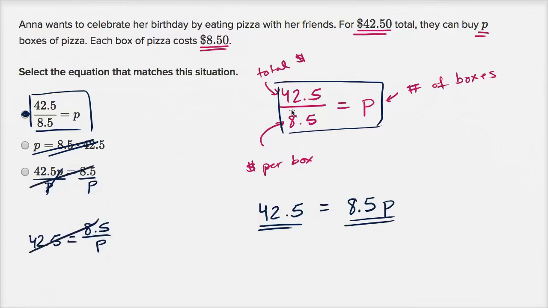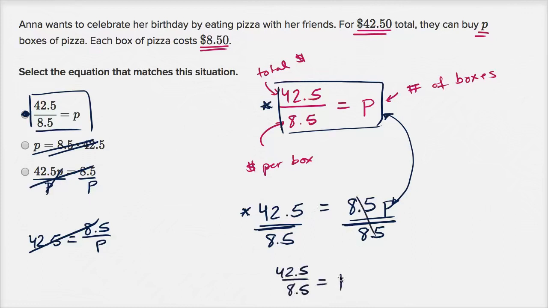And one thing to realize, no matter what you come up with, if you came up with this first or if you came up with this first, you can go between these two with some algebraic manipulations. So for example, to go from this blue one to what I wrote in red up here, you just divide both sides by 8.5. So you divide by 8.5 on the left, you divide by 8.5 on the right. Obviously, to keep the equal sign, you have to do the same thing to the left and right. But now you would have 42.5 over 8.5 is equal to P, which is exactly what we have over there.